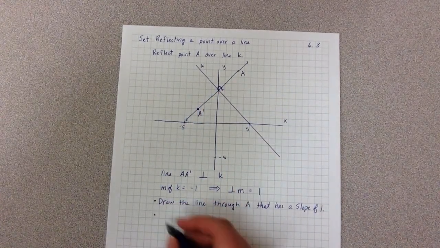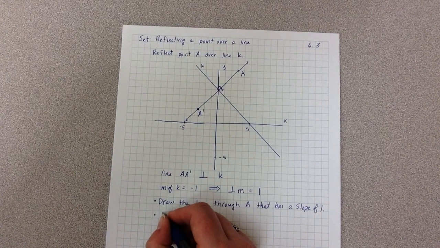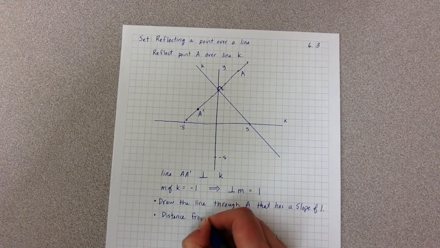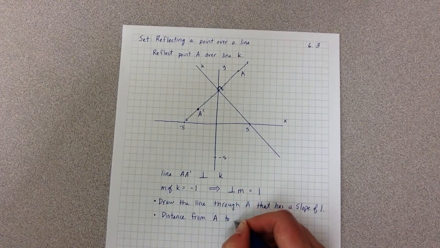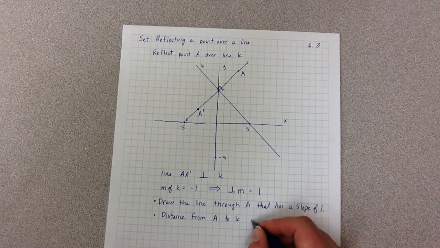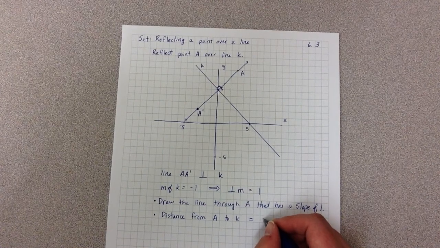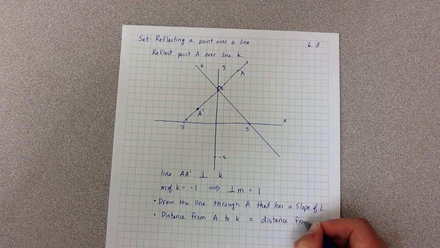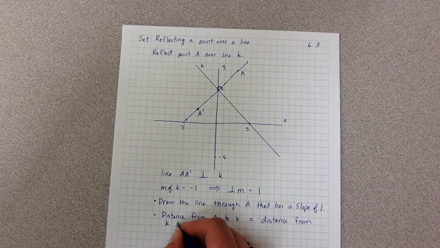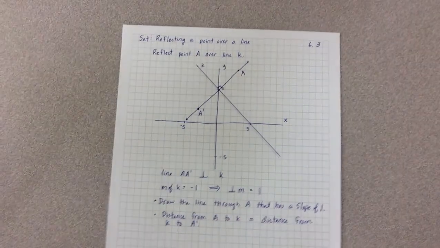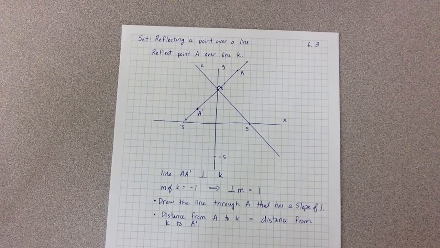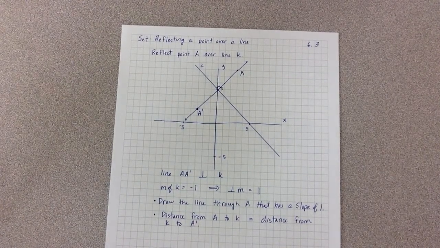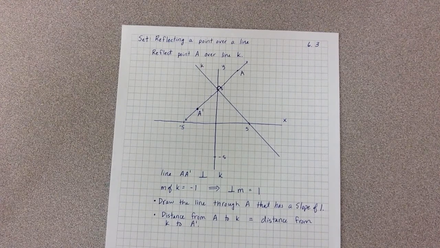So the second piece here is that the distance from A to K equals the distance from K to A prime. And our method here in this case was to count. And that won't always work, but for now that's the method that we're going to use.